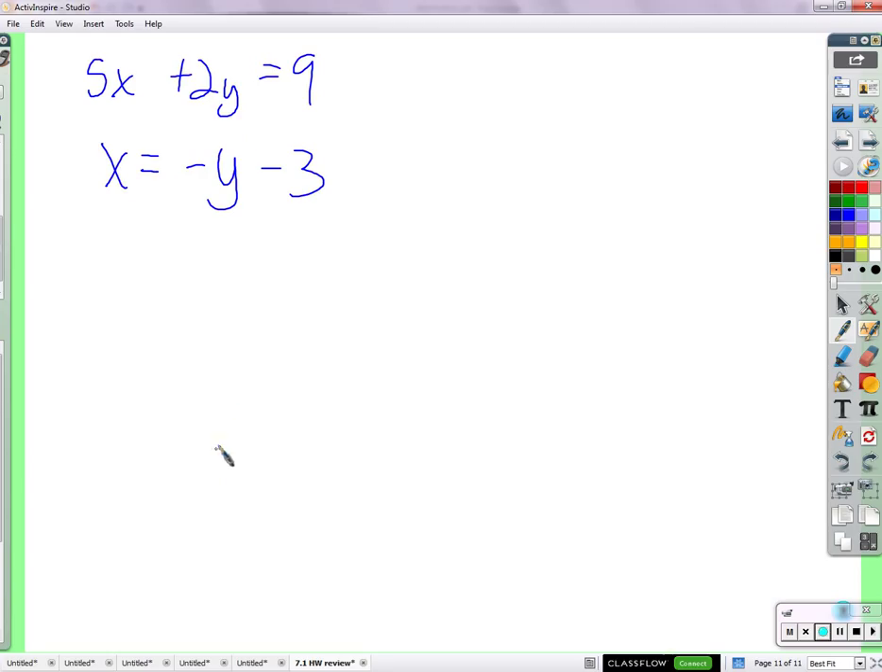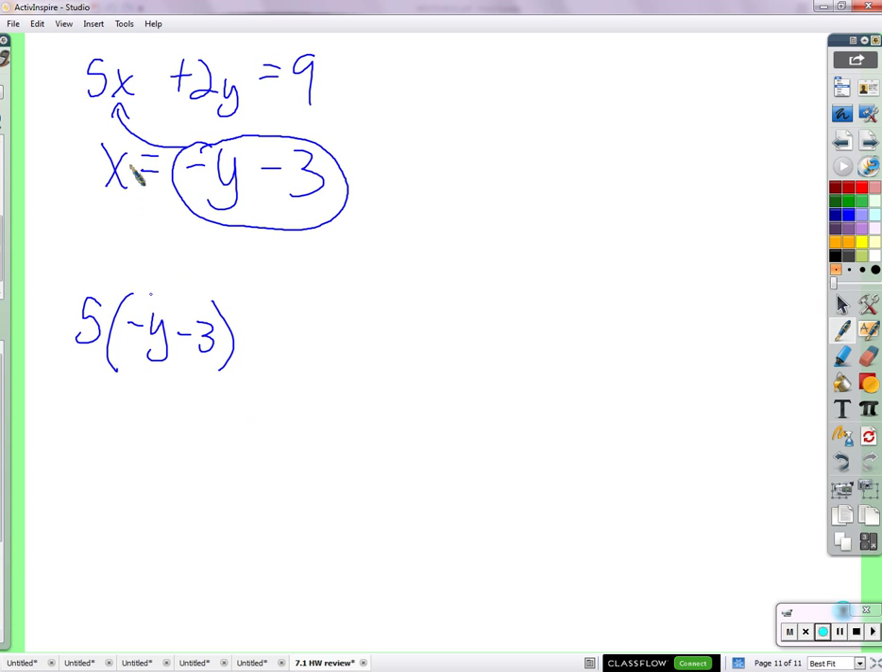5 times negative y minus 3, because x equals that. So x, right? See how it says x is? It's telling you what to replace, because it's telling you what x is. So it's just begging you to take this, and since it is the same as x, plug it in the other equation for x. 5 times the same thing as x, so 5 times negative y minus 3, because x and negative y minus 3 are the same. Plus 2y equals 9, and now we're going to figure out what y is first, and then we use it to find x.